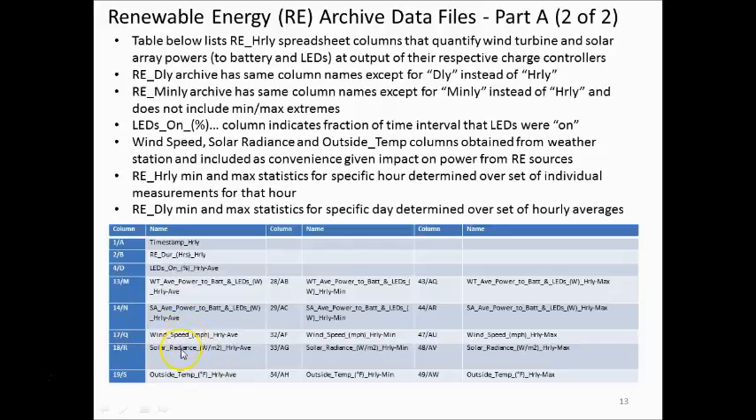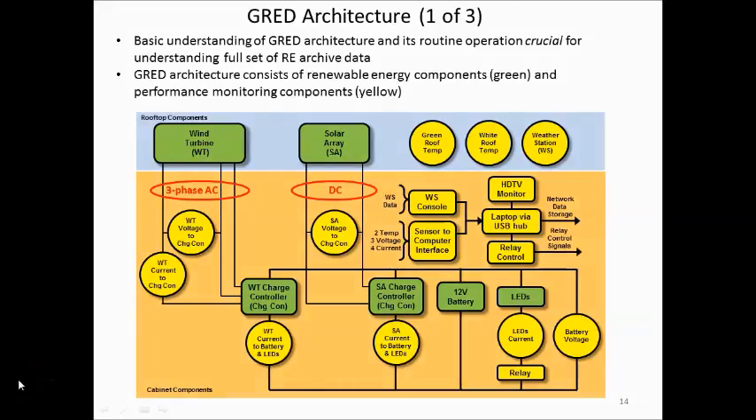The wind speed, solar radiance, and outside temperature information from the weather station is included in the archive as a convenience. So let's move on to talk about the full renewable energy archive. This discussion is equally applicable to the data subset that we just talked about.